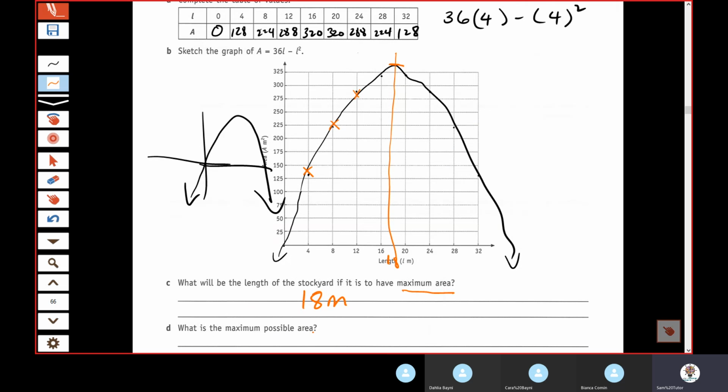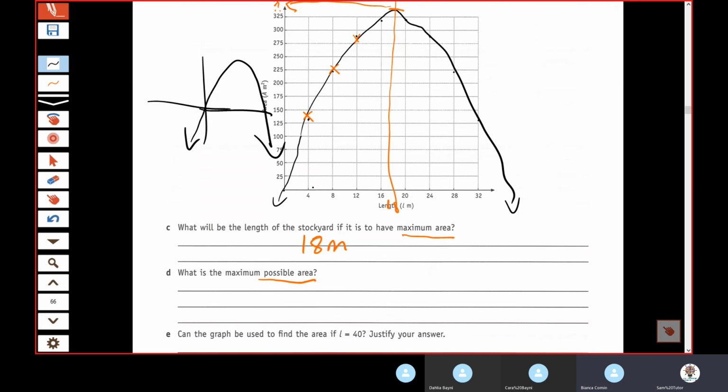What is the maximum possible area? That means you want to find this number now. How do I go find this number? Don't overthink it. You know that the length is 18. How do I find the area at that point? Just sub it in. You've got the formula. 36L minus L squared. So 36 times 18 minus 18 squared. And that would be the maximum possible area that you could get. You can't actually get it larger than this.